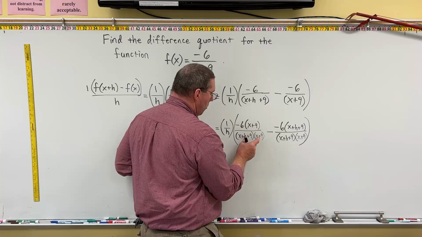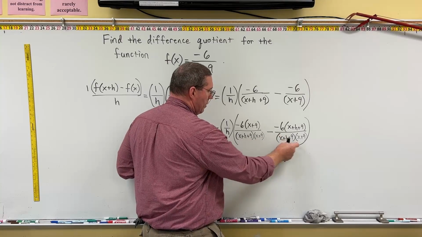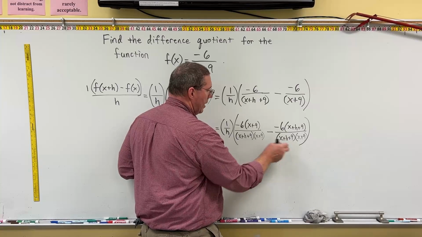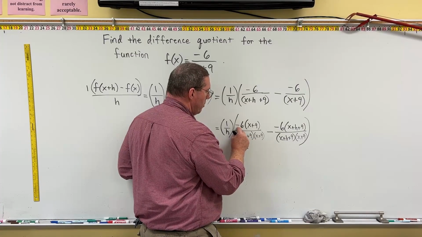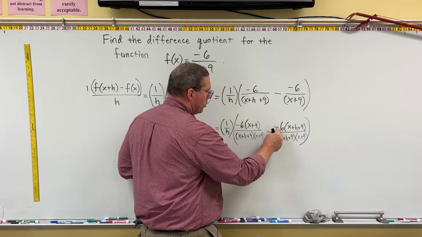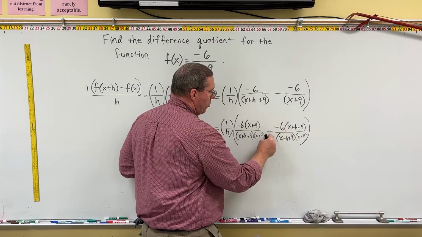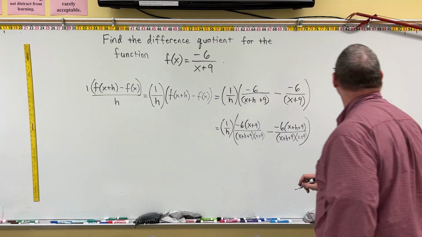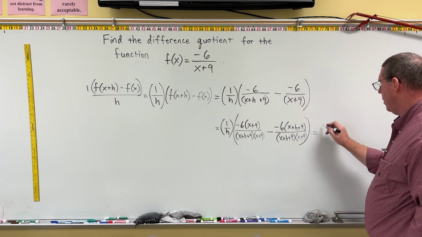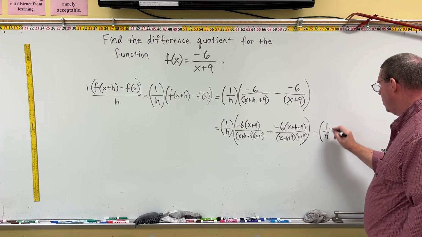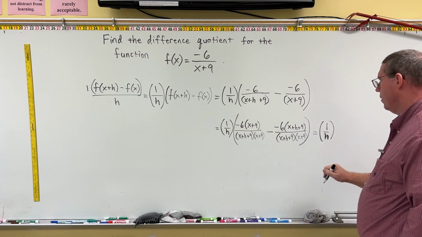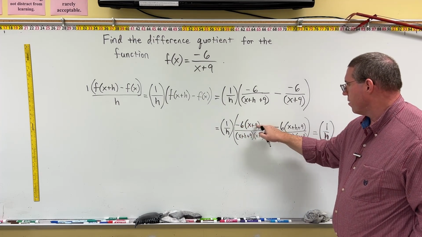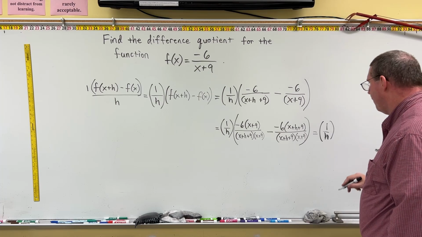Now we have this and this, same denominator. And so now what we can do is, because we have a common denominator, we can distribute this negative 6 here, and then we can combine them with the minus. So let's do a couple more steps here. 1 over h, it's an h. So negative 6 times x is negative 6x, and negative 6 times 9 is negative 54.